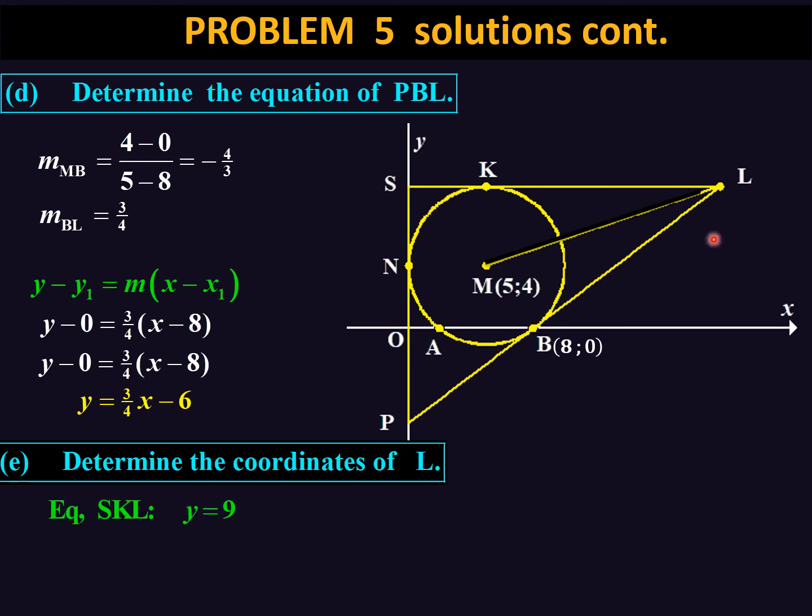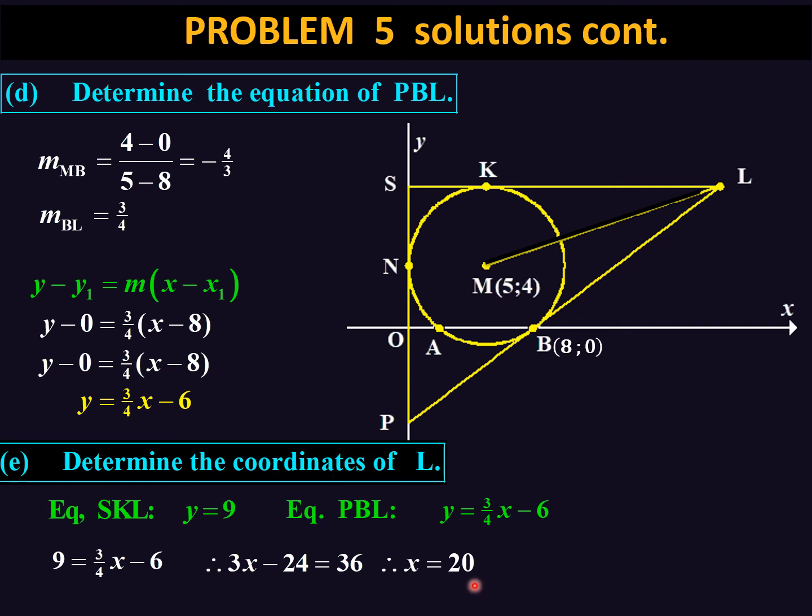SKL, we worked it out in the previous question. SKL's equation is y equal to 9. PBL, we just worked out it is y equal to 3/4 x minus 6. So to solve this simultaneous, a very easy one, just make y a 9. If I do that, then we can simplify the fractions. Maybe multiply everything by 4, makes it a lot easier. So 4 times 9 is 36. That's 3x. 4 times 6 is 24. So I can calculate x, which is 20. But we want coordinates. So if x is 20, we already know y is 9. So the coordinate of L is (20, 9).